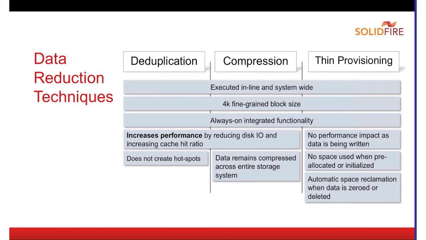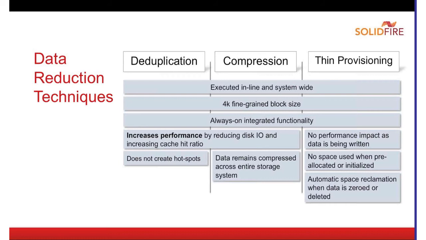They work on a very fine-grained block size. Howard mentioned some systems do thin provisioning on a 1 gigabyte block size. We do thin provisioning on individual 4K blocks, as well as our compression and deduplication. So you get the highest level of efficiency from these data reduction techniques. Third thing is these are always-on technologies.